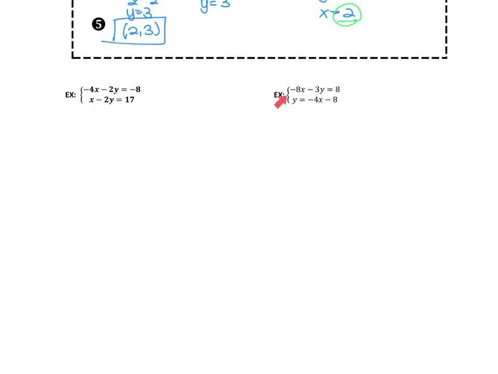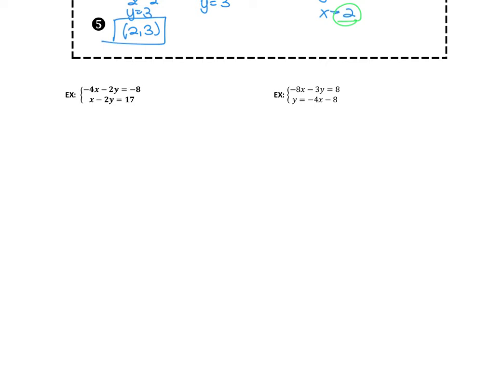Now, the second example here on the right is actually a little bit more similar to the example that's up here that we just did. So you may want to try this one first and then this one, but it's up to you. So hit pause and come back.